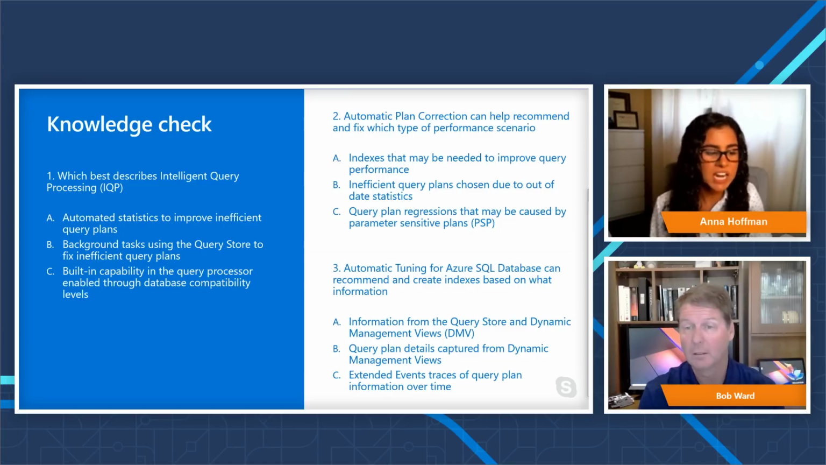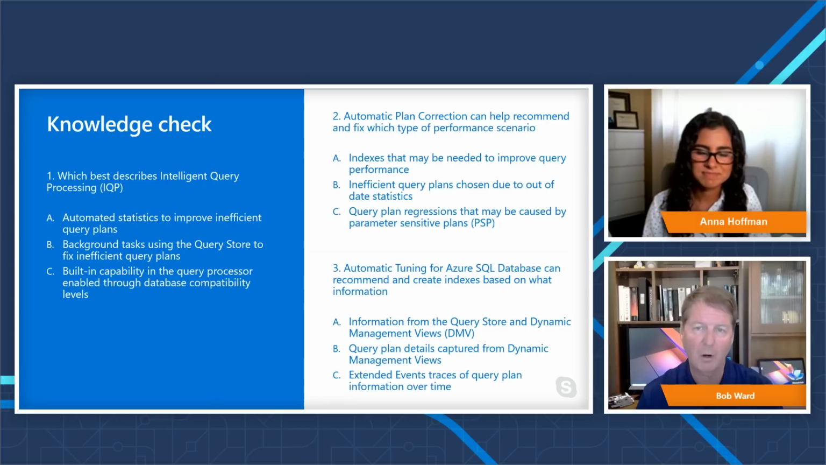Well, let's go ahead and talk about these, Bob. Yeah, let's just start with the last one. So we just talked about automatic tuning. First of all, we don't look at query plan details for automatic tuning, so it can't be B. We don't use extended events, so it can't be C, so it's got to be A, which is combining query store with DMVs to figure out how to do indexing for automatic tuning. So for 3, the answer would be A.